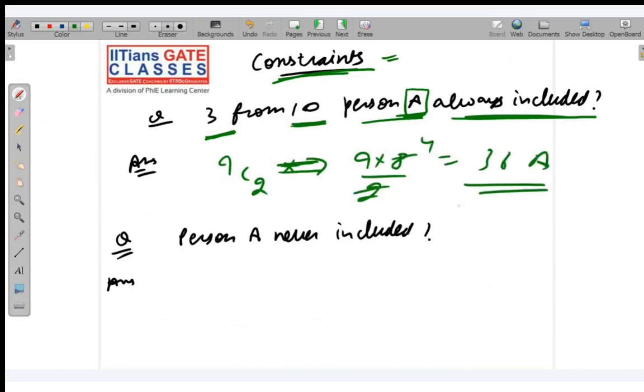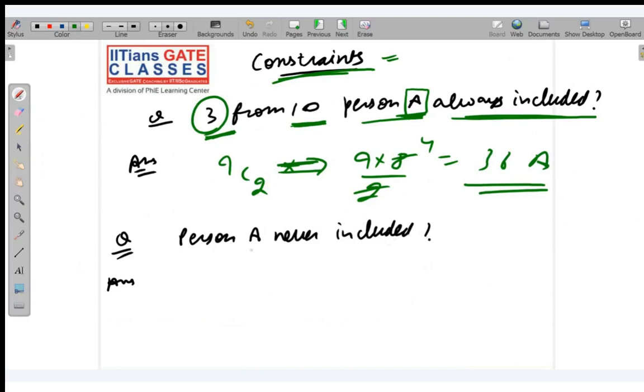I think everybody has got it, na? Because person A is already included and I want to choose 3 persons, so 1 is already included. Now I have to pick 2 persons from how many persons? 9 persons, because A is gone now.